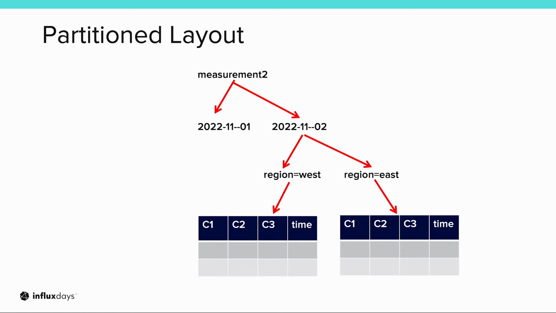Now, we can further partition the data and organize it in such a way that queries can be fast to process. In this case, say we have measurement 2, we partition by the day, and then below that, we partition by region. There's a tag in this data called region, and we split it up there. The expectation is that many of the queries will have a region qualifier in them, which will make it easy to rule out a ton of partitions.